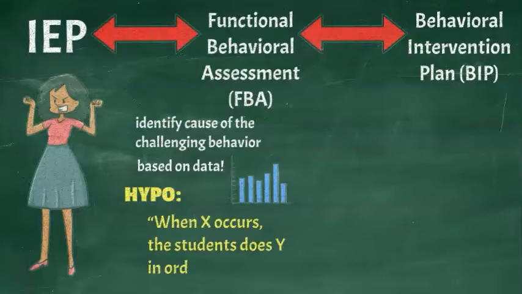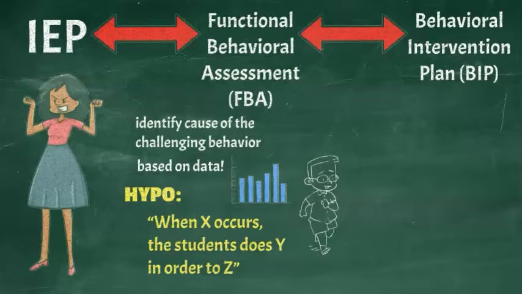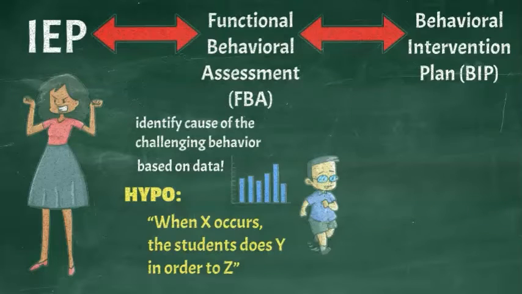The FBA conclusion will be a hypothesis statement in the format of when X occurs, the student does Y in order to Z. For example, when work is too difficult, the student runs out of the classroom in order to escape completing the assignment. This hypothesis statement is then used to create a BIP.